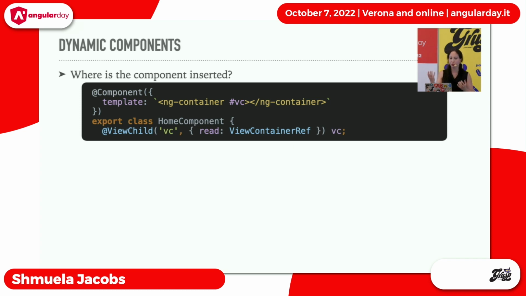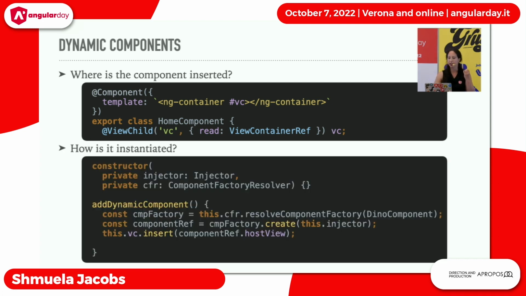And then you use ViewChild, and you need to read it as ViewContainerRef to get the reference to this container, to the place where you're going to insert it. And well, this code, it's too long, right? It's like 5 lines that I need to explain here. Getting the injector and using a component factory.